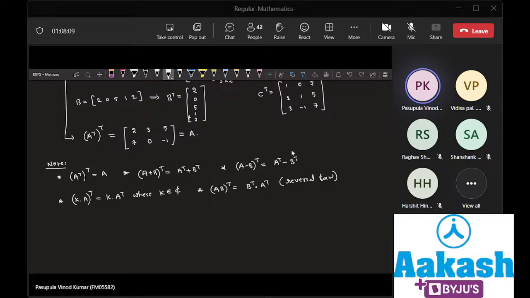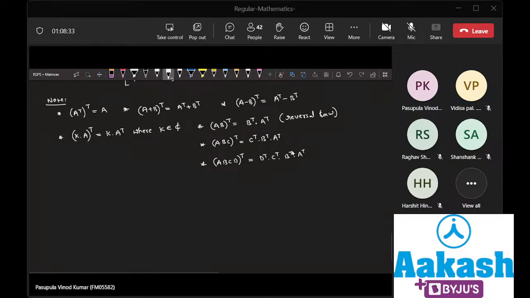And in the same way, A, B, C whole transpose you can write as C transpose, B transpose, A transpose. In the same way, if you have A, B, C, D whole transpose, then you can write it as D transpose, C transpose, B transpose, and then A transpose. Is this clear? Right. So remember this as the reversal law.